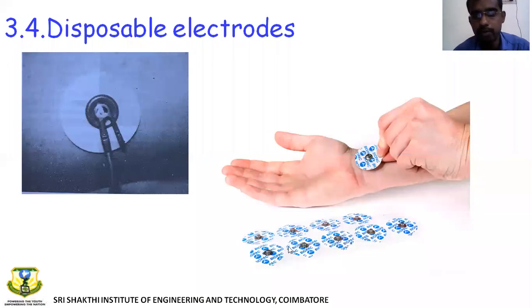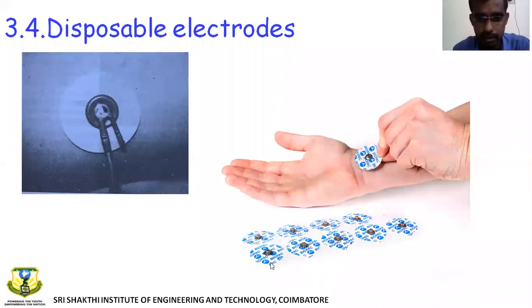You can buy it in medical shops. There will be a sticker. When you remove it, it will have a glue, and the glue itself is an electrolyte glue. You can stick it and take the signal from there. When you remove it, the glue will lose its ability, and you cannot use it again.